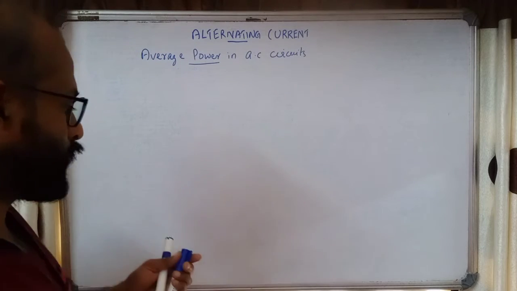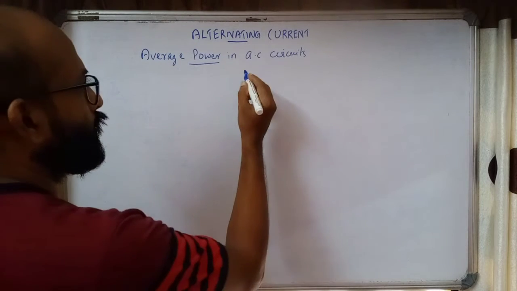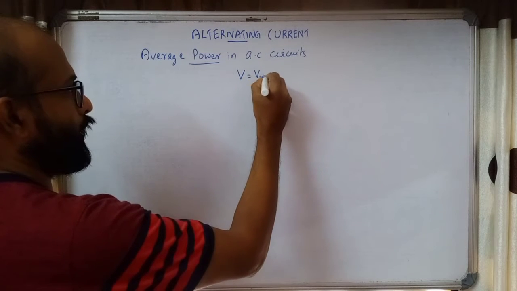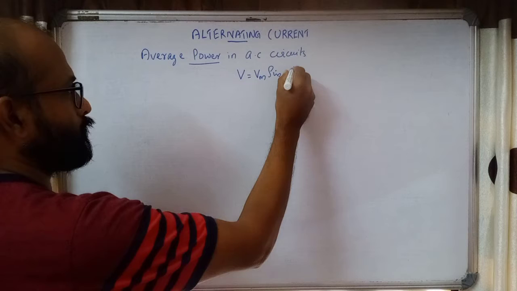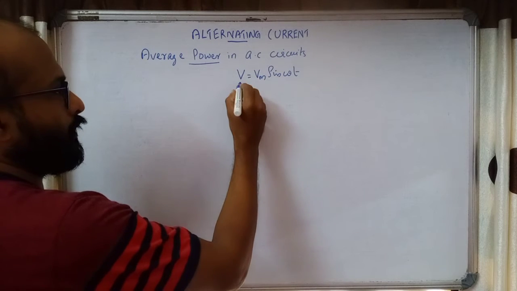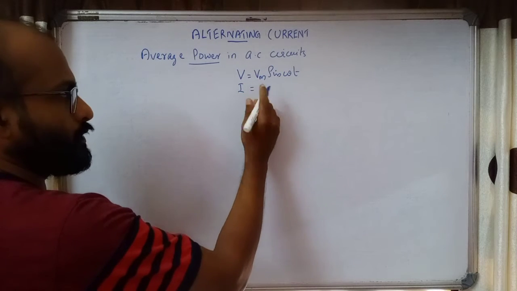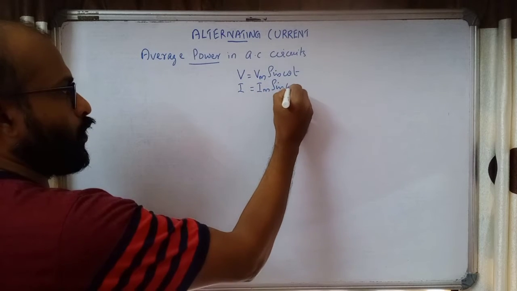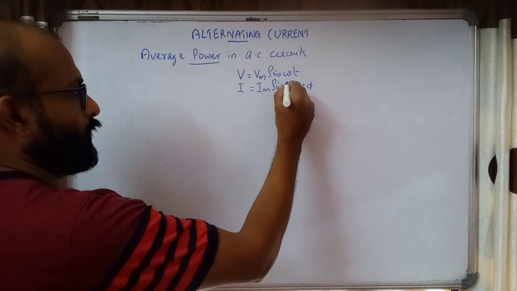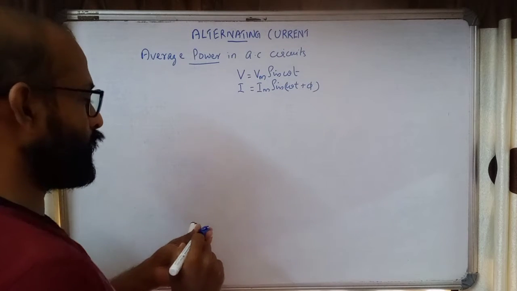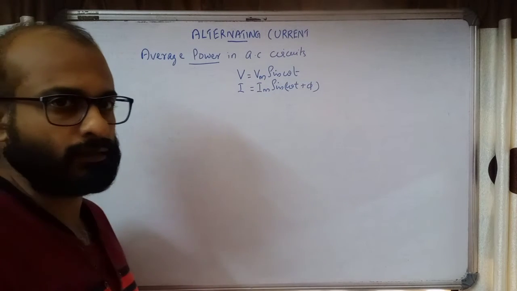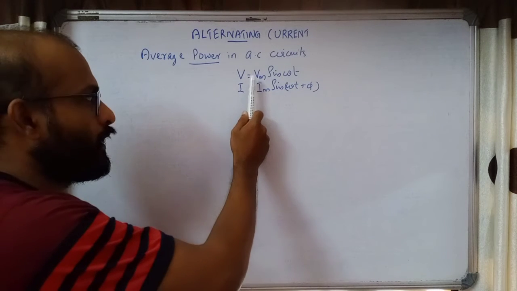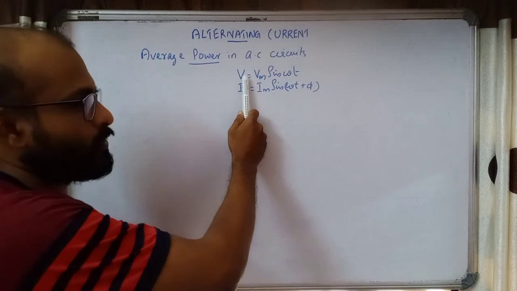Let us consider an AC circuit in which the applied voltage is V = Vm sin ωt. Then let I be the instantaneous current flowing in the circuit. The instantaneous current is given by I = Im sin(ωt + φ). Let φ be the phase difference between the voltage and the current. This is the equation of instantaneous current and applied instantaneous voltage.